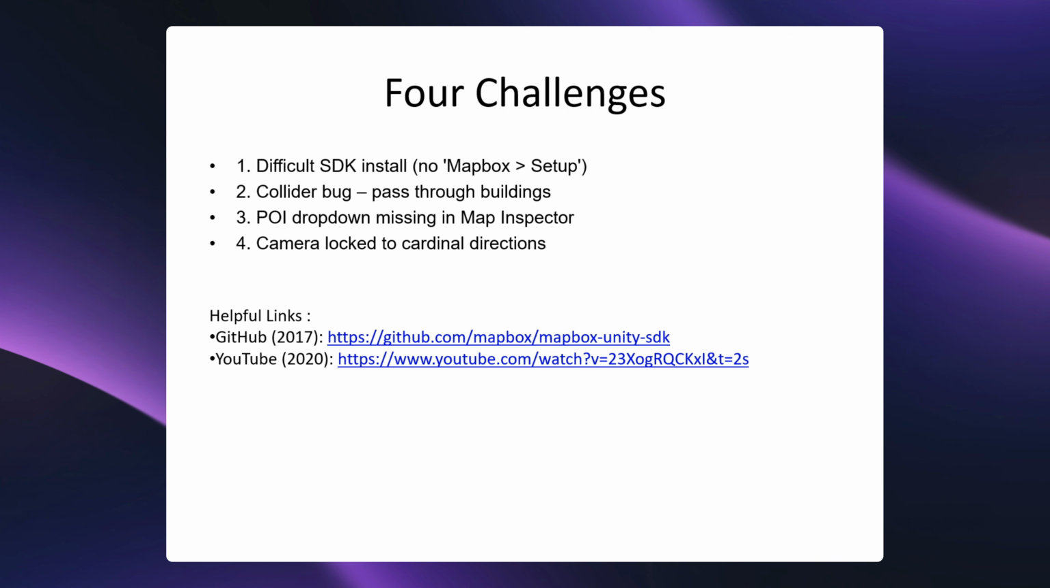First, installing the SDK. The Mapbox setup menu didn't appear until I deleted extra folders. Second, the collider bug. Players could walk through buildings. Third, the POI dropdown was missing in Map Inspector. And fourth, the game controller's camera stayed locked to compass directions, not the current view.